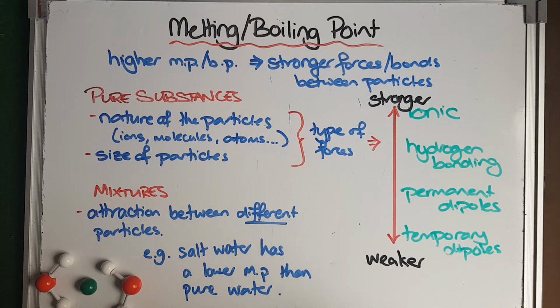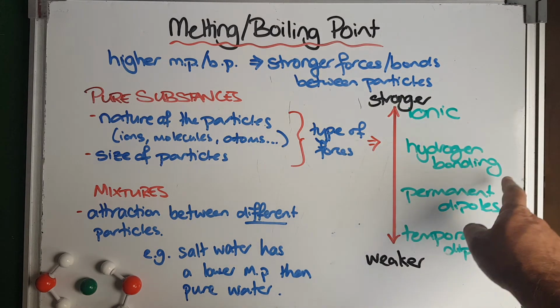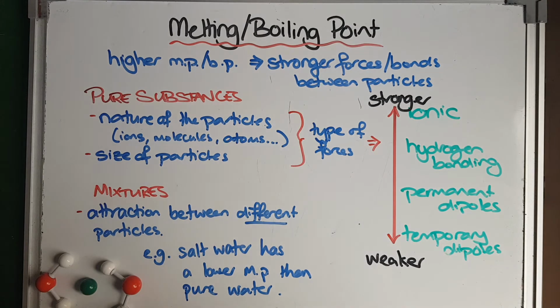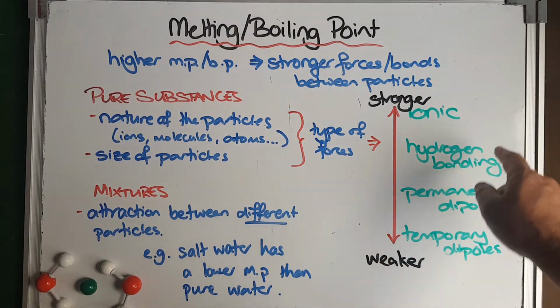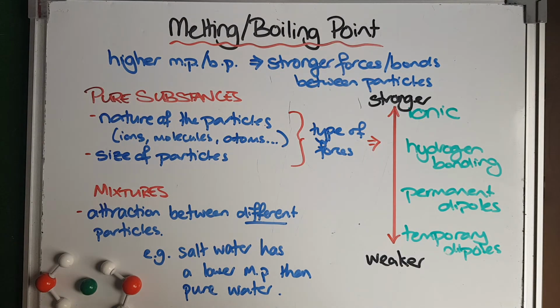If they're polar but have really unusually high melting and boiling points, check if they've got hydrogen bonding in them. I have done a video on that as well, so I won't explore that anymore here. So that gives you the type of forces, which then you can relate to the strength and relate back to our melting or boiling point.